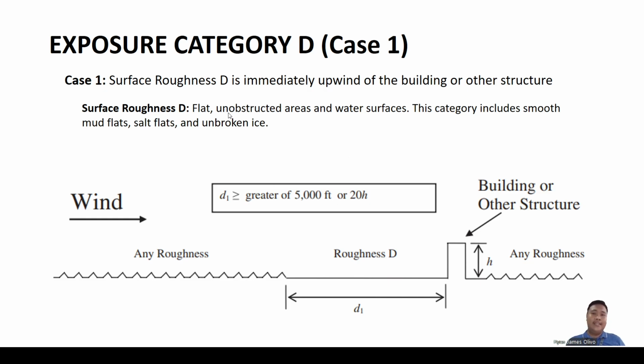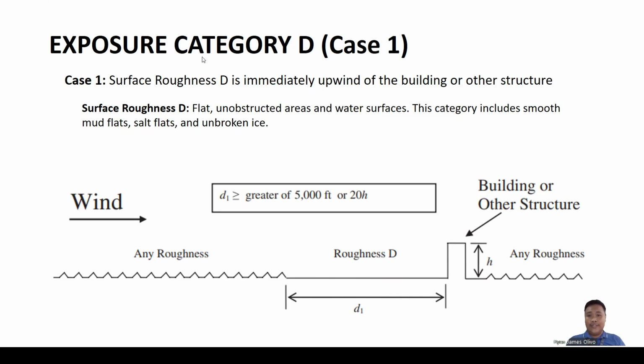Roughness D is anything that is flat, unobstructed, or anything that is near water surfaces. So, for example, if you are in coastal areas, near shores, meaning the wind there is very much higher compared to category B. So, category D is the category that has the highest wind load. So, always remember that, if you consider exposure category D, you will have the highest wind load. And if you consider exposure category B, you have the lowest wind loading.